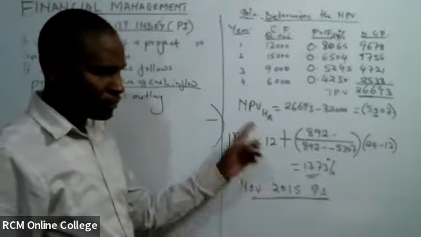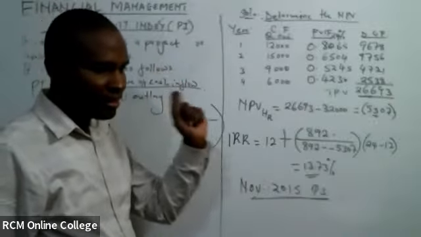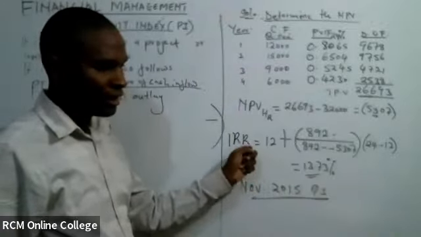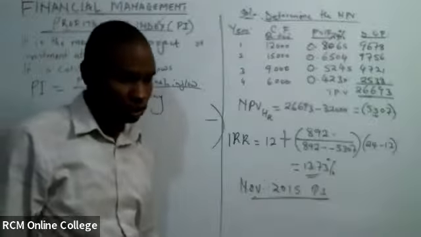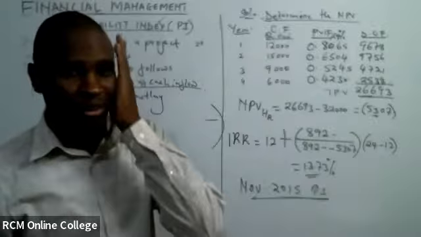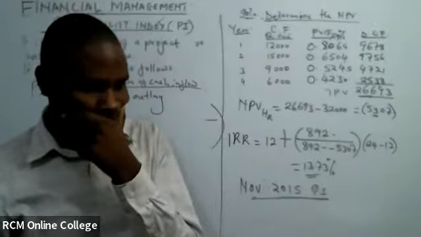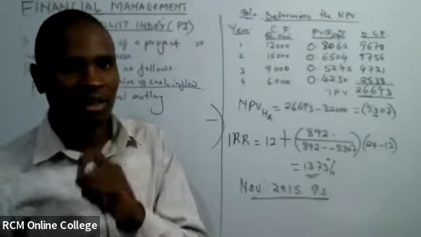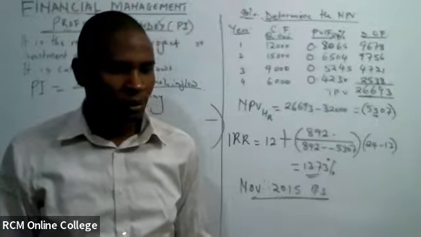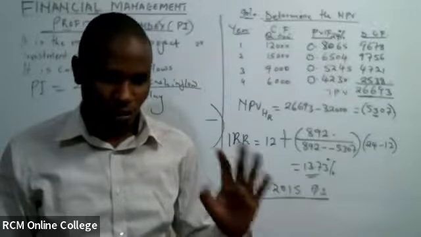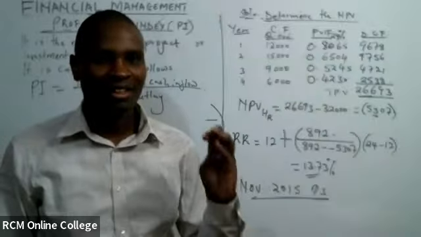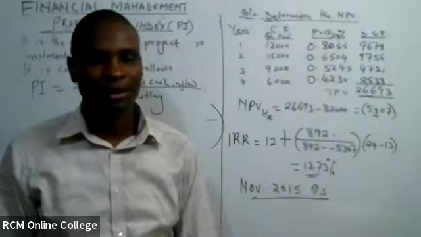By the way, how do you interpret here? If the IRR is greater than the cost of capital, accept the project. For IRR, you can write somewhere, interpretation is that if the IRR is greater than the cost of capital, accept the project. That is the decision rule.